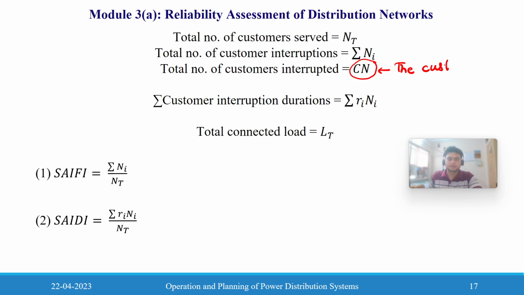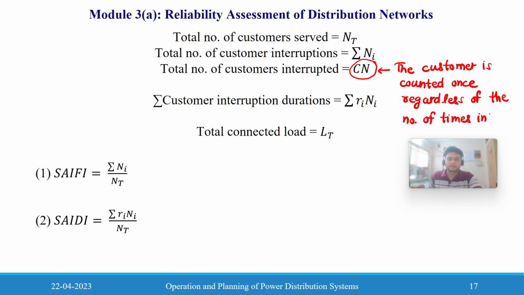So the CN denotes the customer only once. Here the customer is counted once regardless of the number of times interrupted.